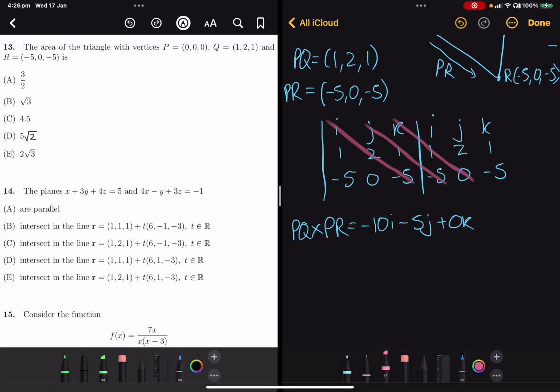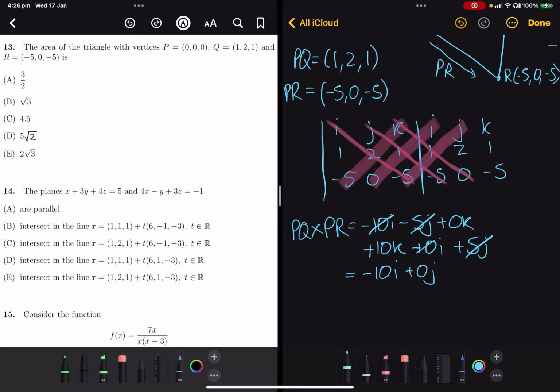And then we're going to be subtracting these three diagonals. So we've got minus k times 2 times -5, that's plus 10k. We have i times 1 times 0, that's 0i, doesn't really matter. j times 1 times -5, that's plus 5j. Now when we put this all together, we have -10i plus 0i, so that's -10i. We have -5j plus 5j, that's 0j. And we have 0k plus 10k, that's 10k. Now if we write this in a more normal vector form, (-10, 0, 10).